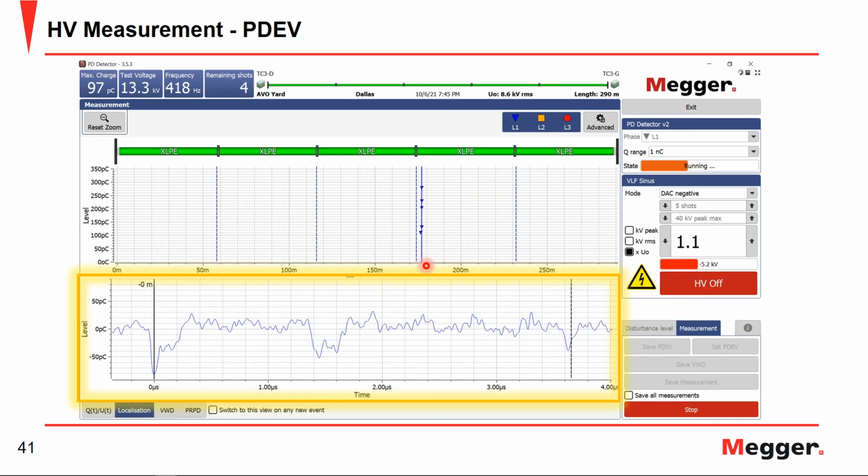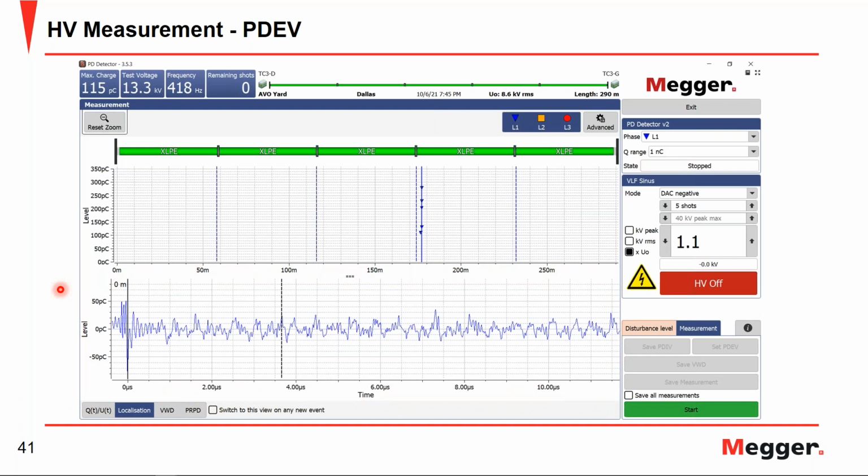So now at 1.1, I see on my very first shot, there's 4 remaining, but on my very first shot, I have no localization. So you can see that the software is telling me it's not finding any more partial discharges. I let the software finish. All 5 shots are done, and no partial discharge was localized. So now I can go ahead and set and save my partial discharge extinction voltage.